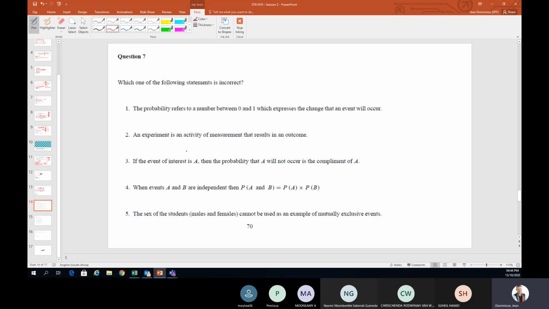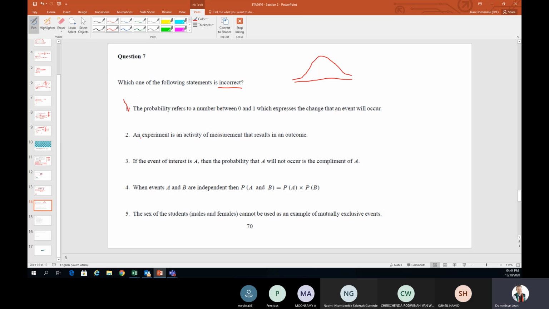Which one of the following statements is incorrect? Okay, so the first one is: probability refers to a number between 0 and 1 which expresses the chance that an event will occur. Okay, so that is correct. If we even look at the normal distribution curve, it is a probability between 0 and 1 that something will happen. So that is correct.